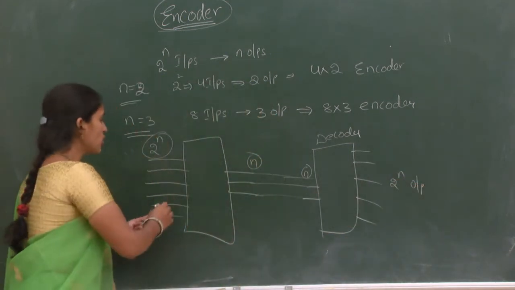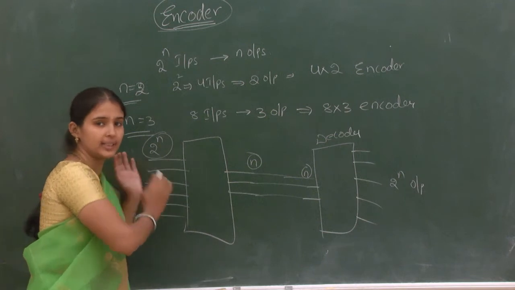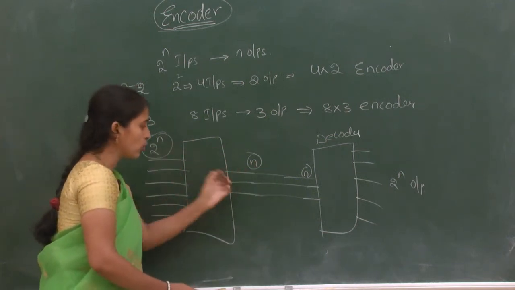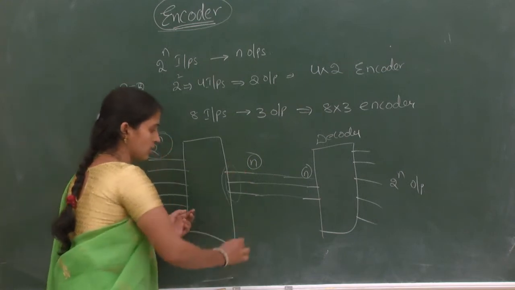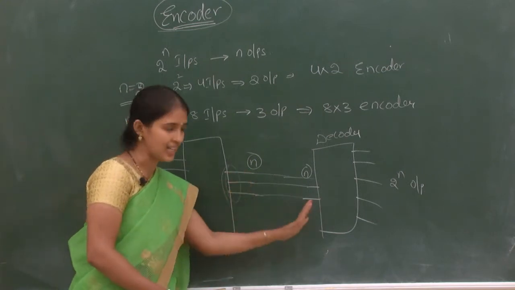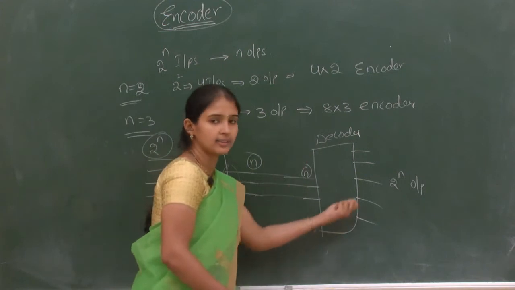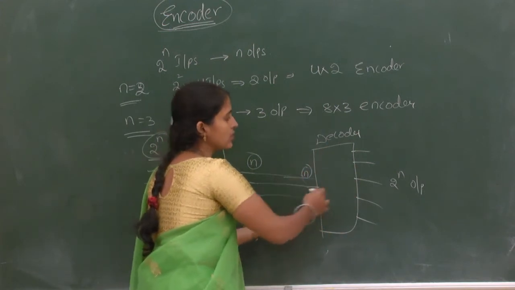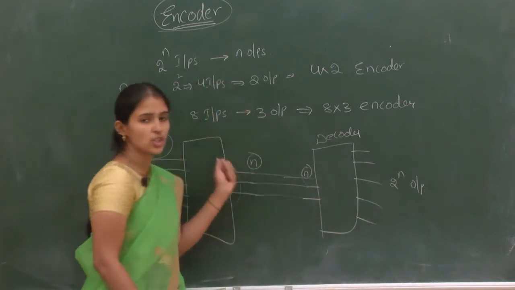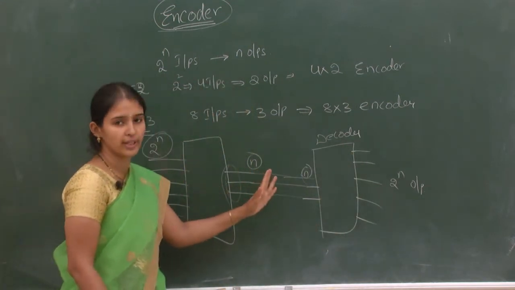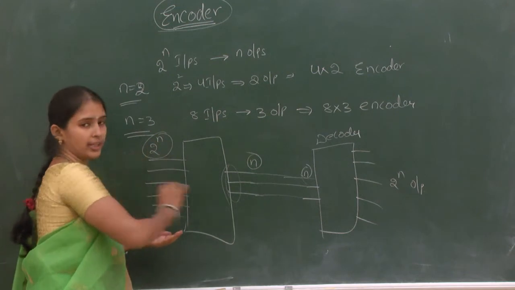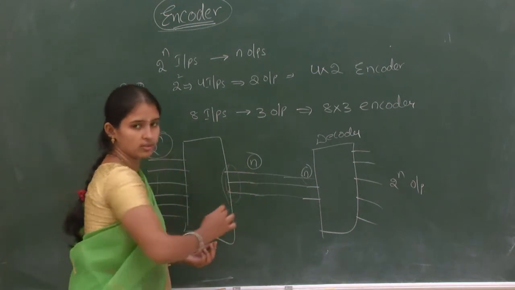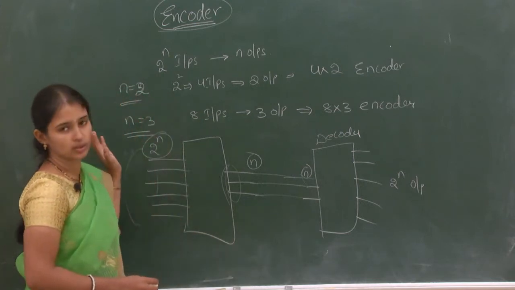Suppose I want to transmit 8 bits of data, so I encode its value to 3 bits. Only 3 bits are transmitted. At the end, at the decoder, we convert those 3 bits into 8 outputs. That means we transmit only 3 bits of data instead of 8 bits. We encode all 8 bits into 3 bits. Okay, that is all about the encoder.